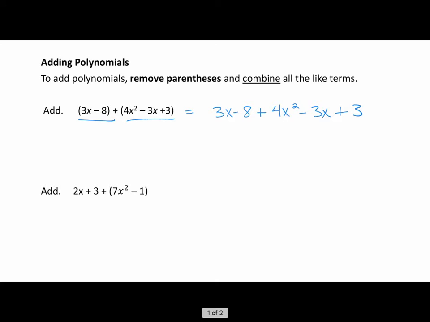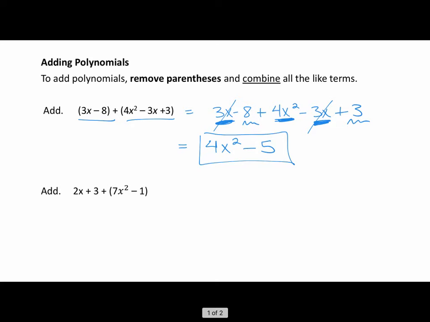Since polynomials are usually written in descending order, let's start with the highest degree, x squared. Do we have any other x squared terms? No. So that remains the same. Then let's go to the x term. 3x minus 3x. Well, if we add those together, that's no x's. So that term zeroes out additively. And finally, our constant term, negative 8 plus 3. Take the difference, and the bigger number is negative, so that's going to be 4x squared minus 5 when we add those polynomials together.